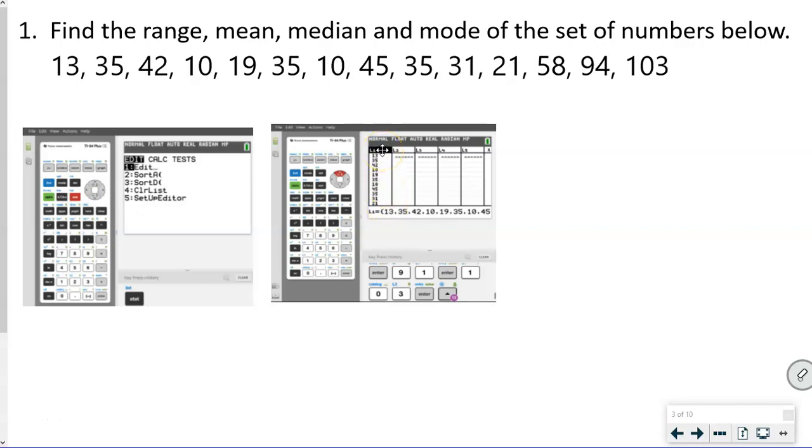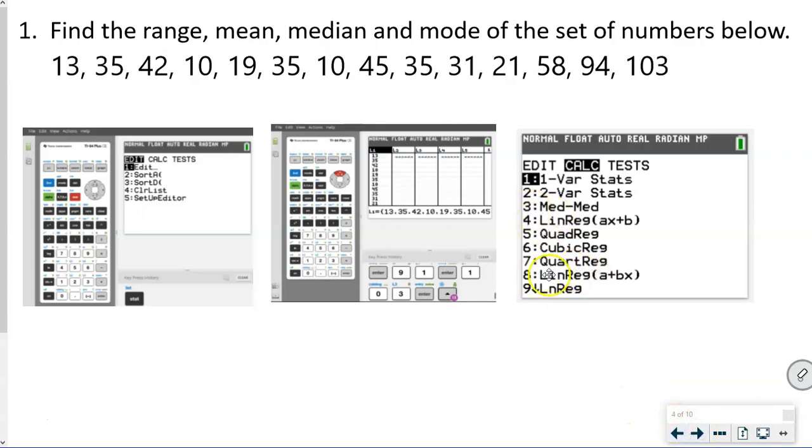So if you already have something in L1, you're going to click up here on L1 and highlight it, click clear and enter, and it's going to delete everything that's in that list. And then you can start entering your data. So you do 13 enter, 35 enter, 42 enter, and get all of your data points in that list right there, okay?